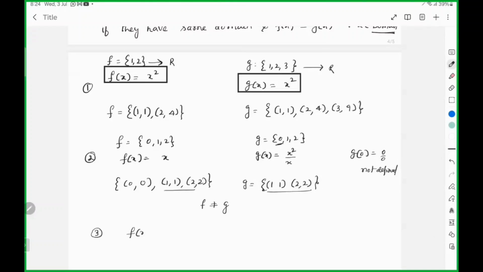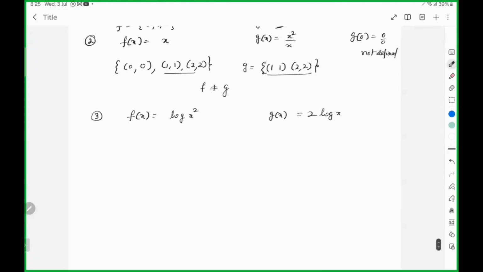So another example: log x square, and g of x as 2 log x. Somebody may have studied logarithms in lower classes, somebody may not have. The log exponent property is n log x. According to that, log x square and 2 log x must be the same. But whether they are the same or not depends upon the domain.